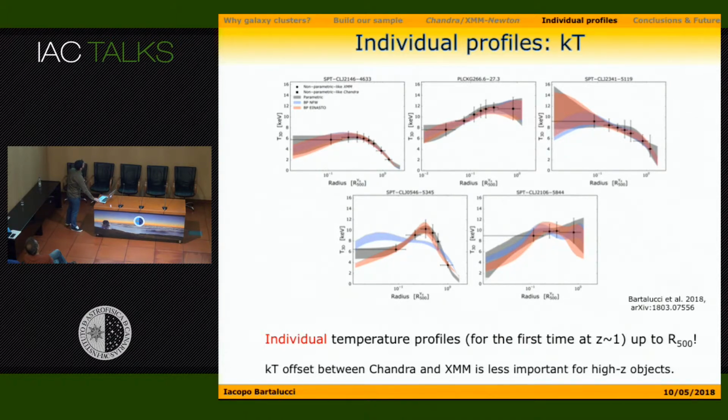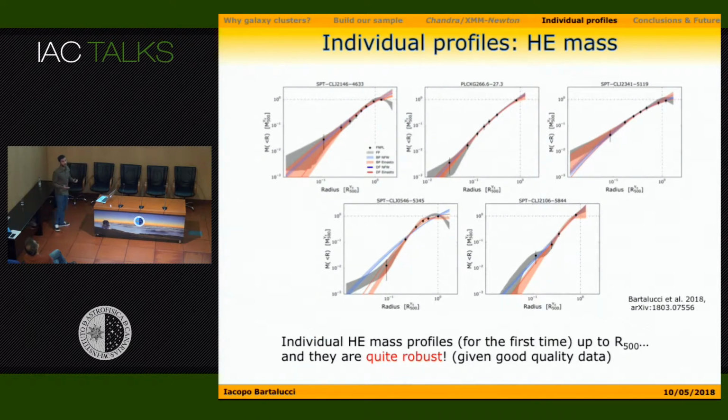Then, since we have density and temperature profiles, we can combine the two, and applying the hydrostatic equilibrium assumption, we can measure the hydrostatic equilibrium mass profile. And the nice thing here is that the points represent the data points, okay? The data points where we were able to measure the mass, where we are able to measure the temperature profile. And you see that all the different methods that we can use are very robust. They more or less give the same results.